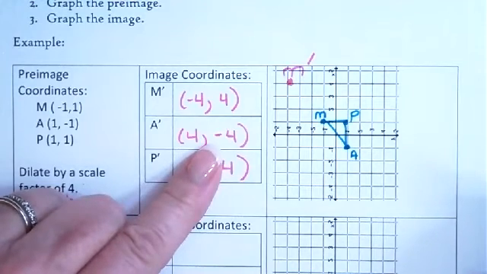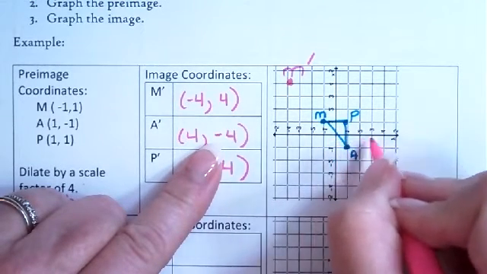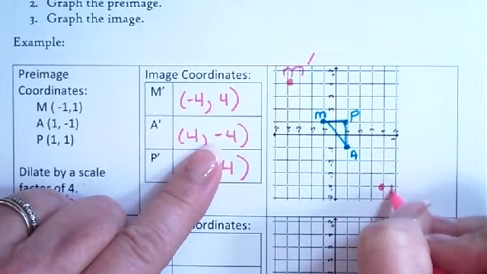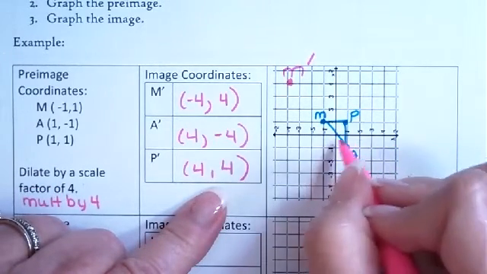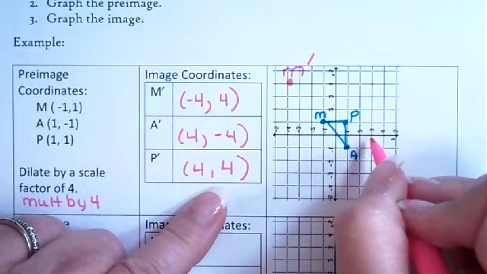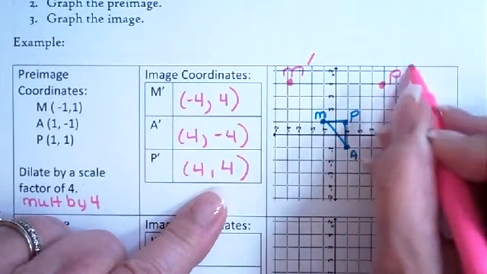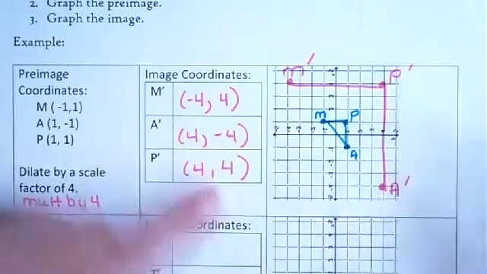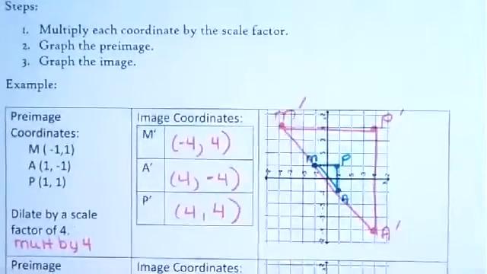A prime right here is at 4, negative 4, so that's to the right and down. 1, 2, 3, 4, 1, 2, 3, 4, and there's A prime. And P prime is at 4, 4, so that's 4 to the right and 4 up. 1, 2, 3, 4, 1, 2, 3, 4. And there's P prime. I'm going to graph it. And I'm going to tip my paper right here so I can connect it. Here we go.